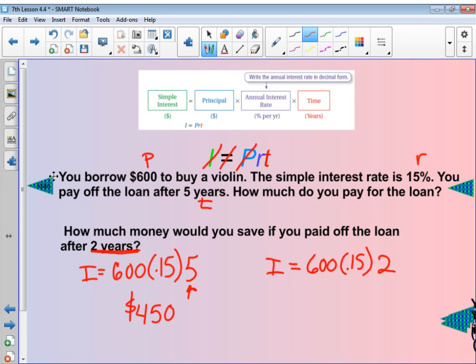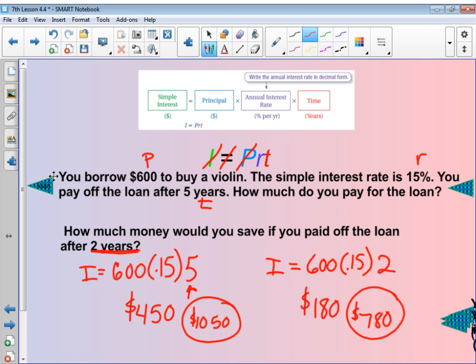Now, if you paid it off in 2 years, let's see how much interest you'd pay. 600 times 0.15, take that times 2, you're only going to pay $180 in interest. So here, your violin was $1,050. In the end, by the time you paid off the loan, that's what the violin cost you. On the 2-year plan, although you had to pay more per month, which we didn't figure out, you paid only $780 for that same $600 violin.